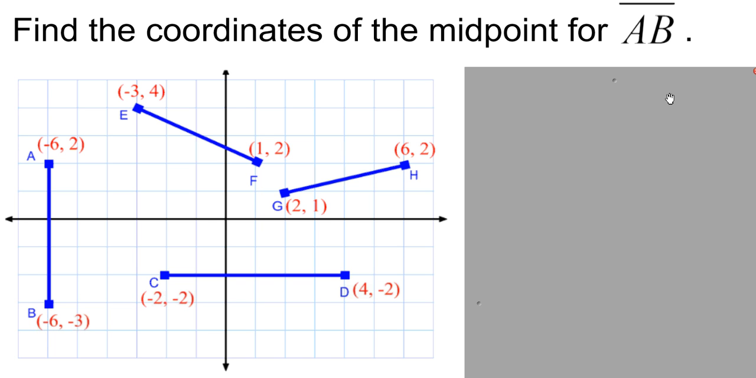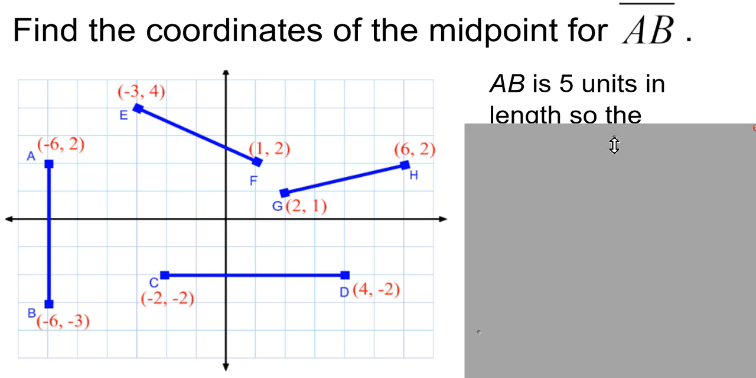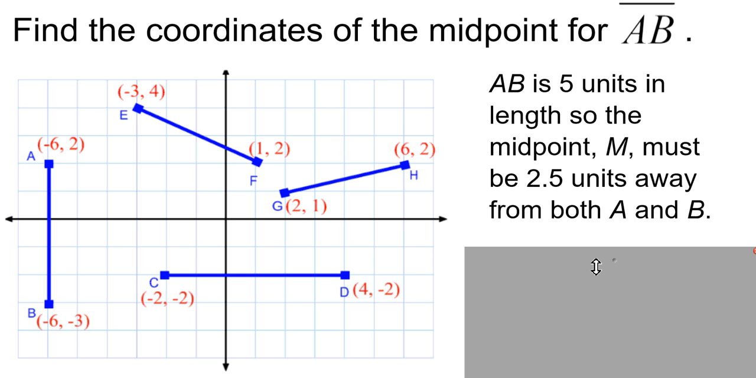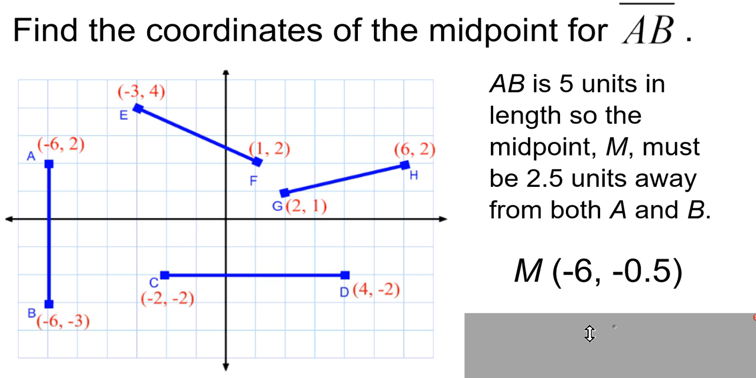Well, because AB is a vertical segment, we could count its units to find its length, or you could use the distance formula if you want to find its length, but we know the length of AB is 5 units. So the midpoint M has to be 2.5 units away from each of those endpoints. So if we count 2.5 units from A or 2.5 units from B, the coordinates would be -6, -0.5.